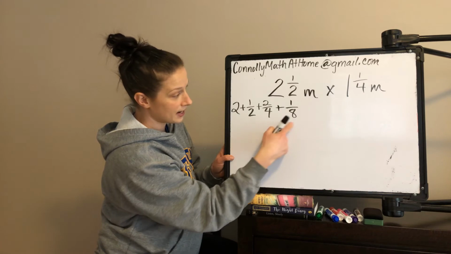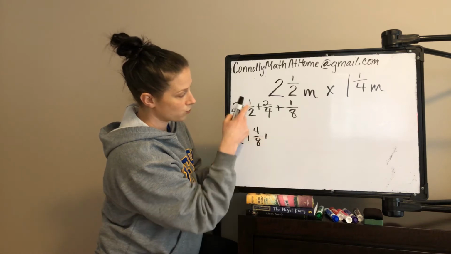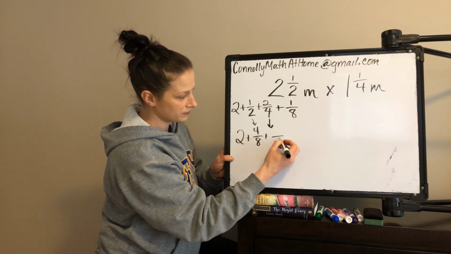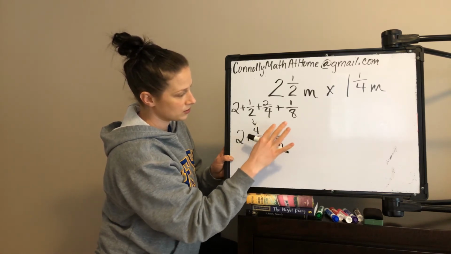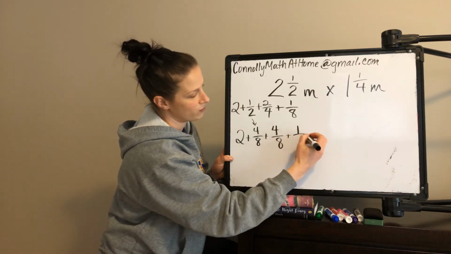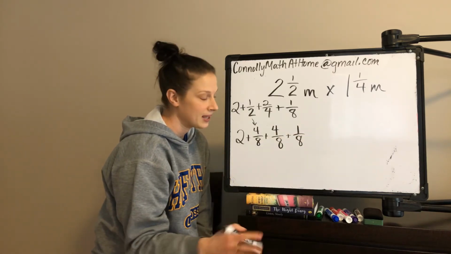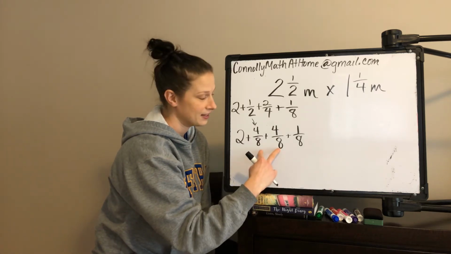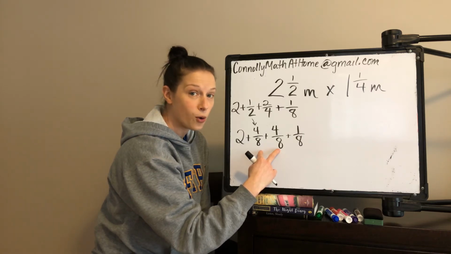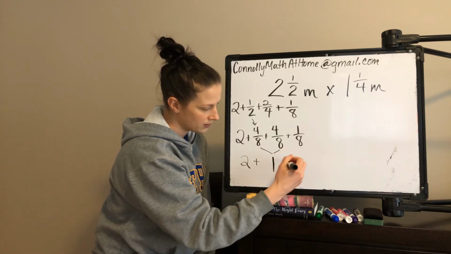So if I wanted to, I could make all of these 8s. So I could say 2 plus 4/8, because 1/2 is equivalent to 4/8. I could change this to 8s as well, make an equivalent fraction. So 4 times 2 is 8, so this is equivalent to 4/8, and then we have 1/8 here. And I think that you might be noticing something with me, that we have 1/2 plus 1/2 here. So 4/8 plus 4/8 is a whole. So this is the same as 2 plus 1 whole plus 1/8.